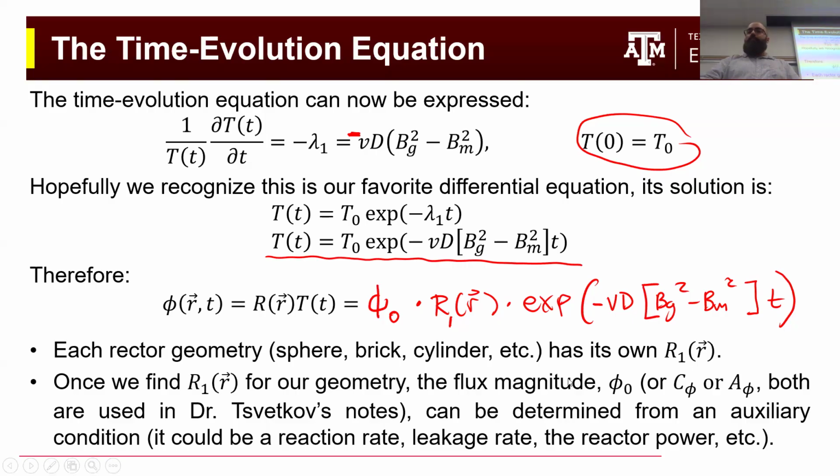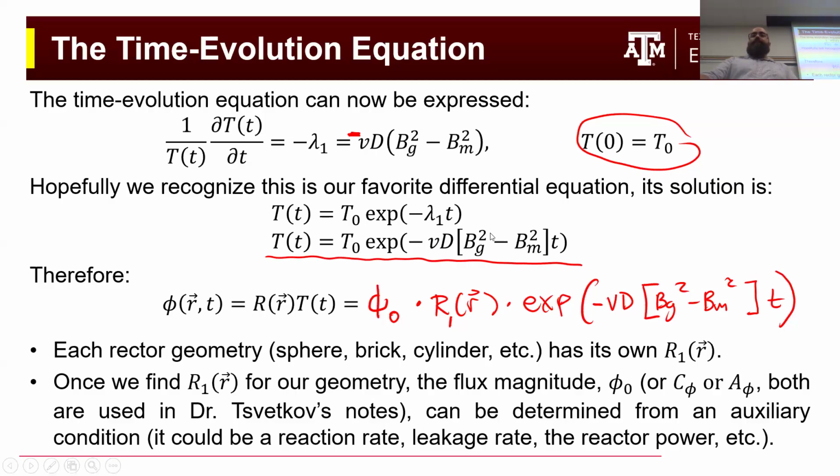And just like a heads up, sometimes in Dr. Svedkov's notes, there's a different notation for this quantity. Sometimes it'll be called C of phi or A of phi. It represents the same thing, which is just a constant up front that gives us the magnitude of our shape function. Or sorry, the magnitude of our scalar flux. And so hopefully that is all good.